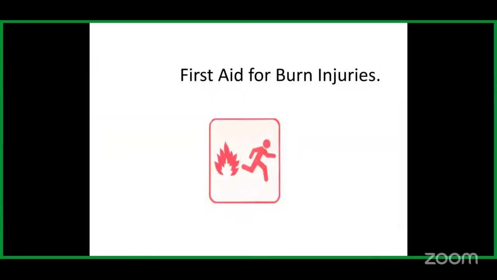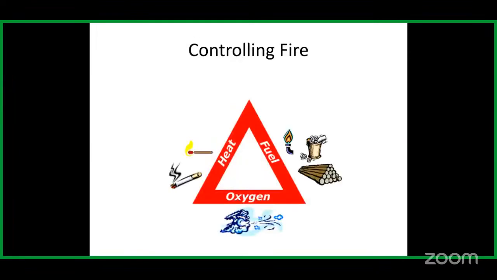Then the burn injuries, fire and burn injuries. Fire is the commonest thing that can happen in any building, industry, workplace, or at home also. So how to control the fire? As you know, fire is a chemical reaction which requires three essential things: heat, fuel, and oxygen. If we take out any one of them, the fire will be under control. If you remove the oxygen, the fire will not continue. If you take out heat also, the fire will be under control. If you take out fuel also, the fire will be under control.